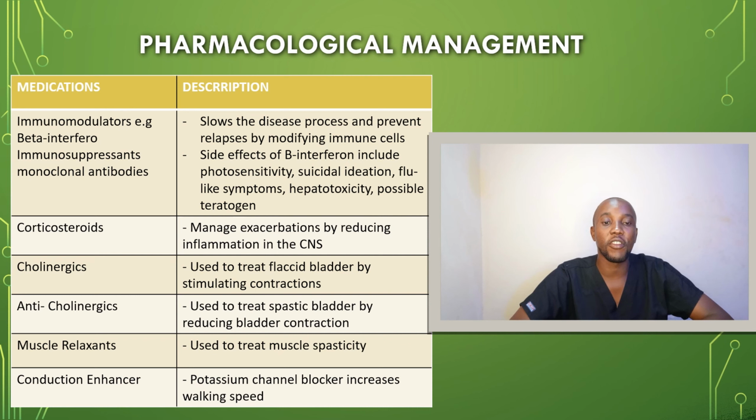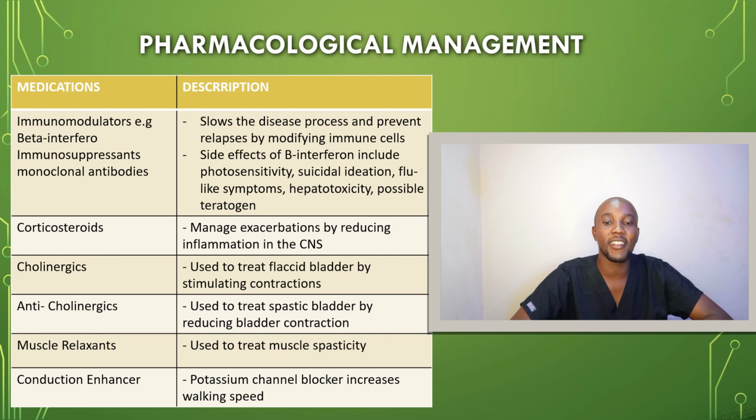We also have corticosteroids. Corticosteroids are used to manage exacerbations by reducing inflammation in the central nervous system. We have cholinergics. Cholinergics are used in the treatment of flaccid bladder by stimulating contractions. We have anticholinergics. They are used to treat spastic bladder by reducing bladder contractions.